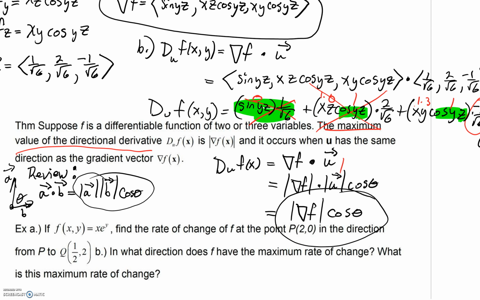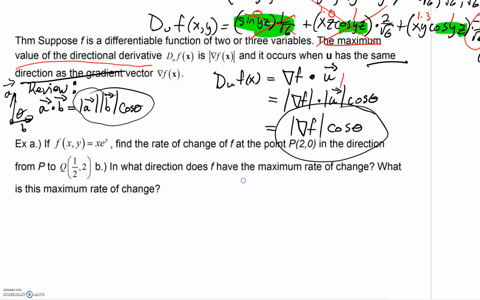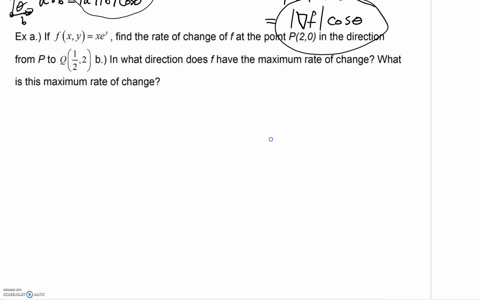When would cosine become as big as possible? When theta equals 0. When theta equals 0, you're going in the same direction, aren't you? Think about it. Two vectors have 0 degrees between them. That means they're literally on top of each other. If you put them tail to tail, they'd be going in the same direction. So this theorem is pretty cool. You can say, hey, I know what the biggest directional derivative could ever possibly be. The largest it could ever be is the length of the gradient function vector right there.